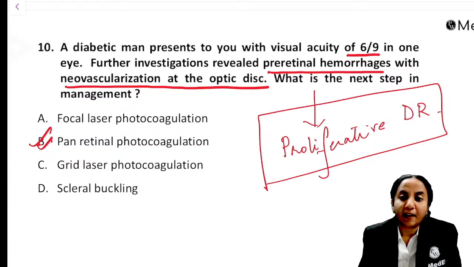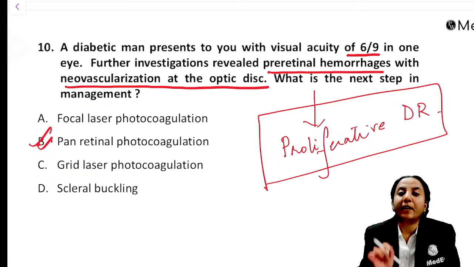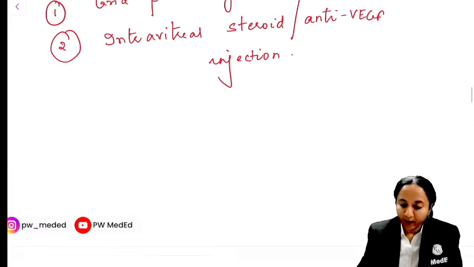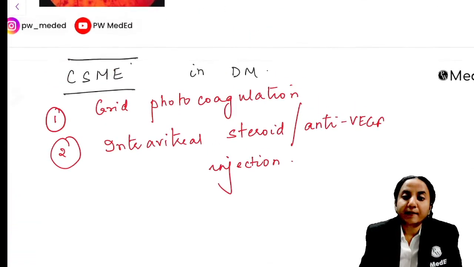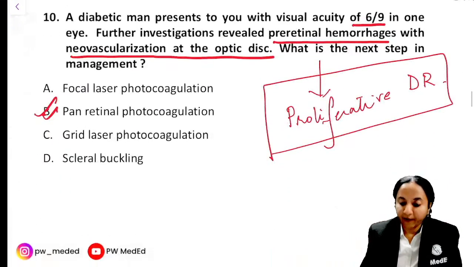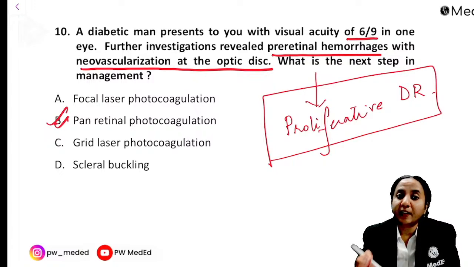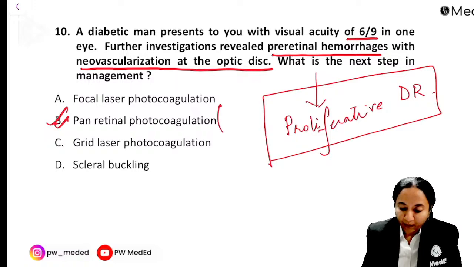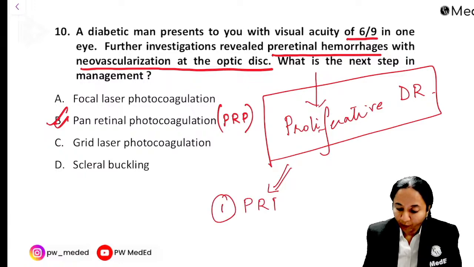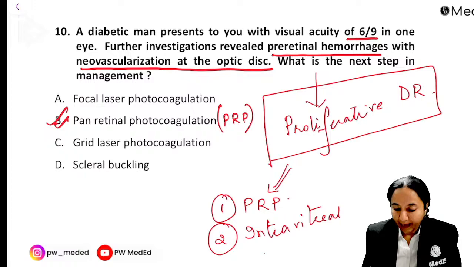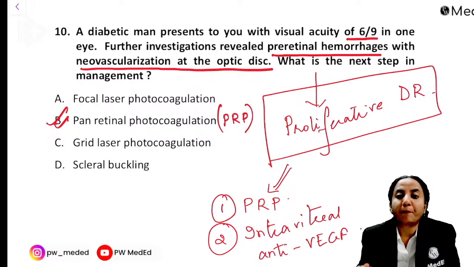What we saw in the previous question, that was clinically significant macular edema and diabetic maculopathy. So see, I just go back to this once more. For diabetic maculopathy, the laser procedure to be done is grid photocoagulation. Along with that, you can give intravitreal steroids and intravitreal anti-VEGF injection. But if it is a proliferative diabetic retinopathy, as is mentioned here, that there are pre-retinal hemorrhages and there is neovascularization, then the treatment is PRP, pan-retinal photocoagulation. For this, the treatment options are PRP, and of course, intravitreal anti-VEGF injections. Intravitreal anti-VEGF injection is there, but this laser procedure is called PRP, pan-retinal photocoagulation.